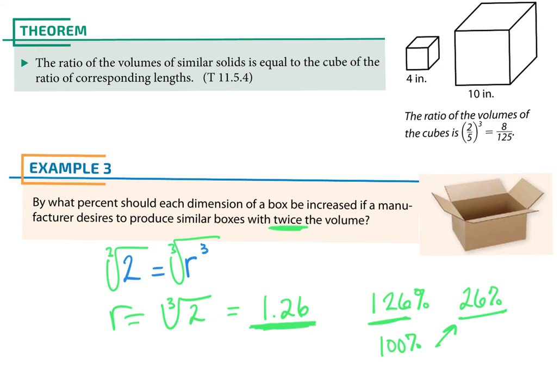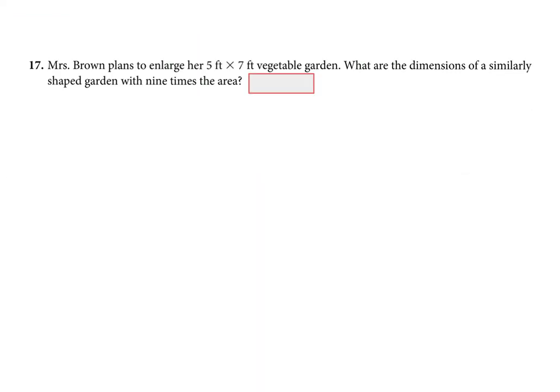So let's look at an example here. All right, Ms. Brown plans to enlarge her 5x7 vegetable garden. What are the dimensions of a similarly shaped garden with 9 times the area? 9 times the area. All right? So figure out what your ratio is for just the dimensions, and then figure out what your new dimensions would be.